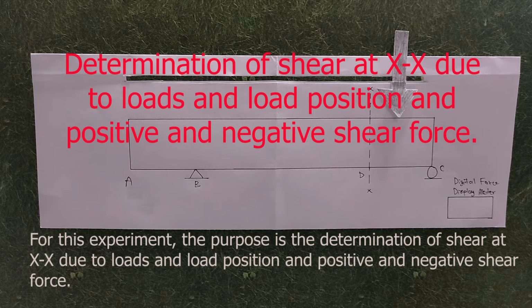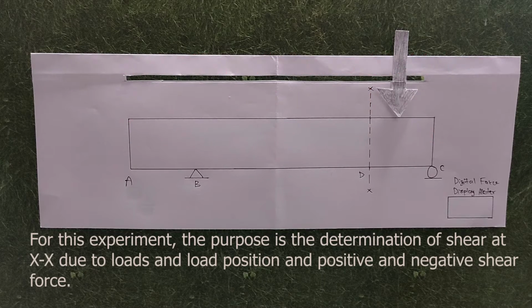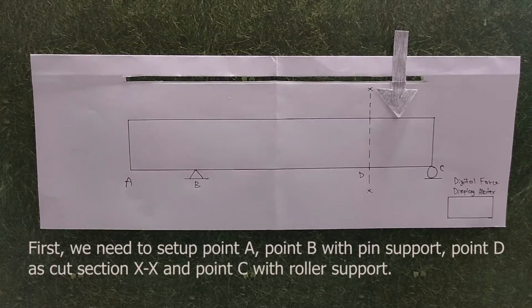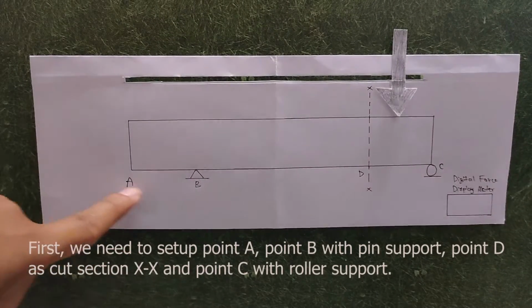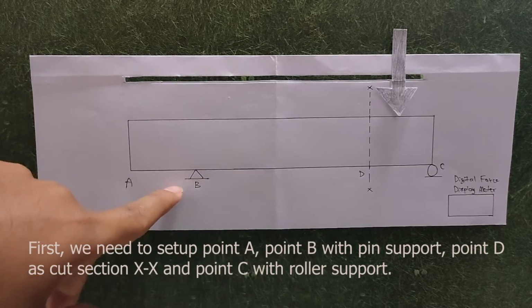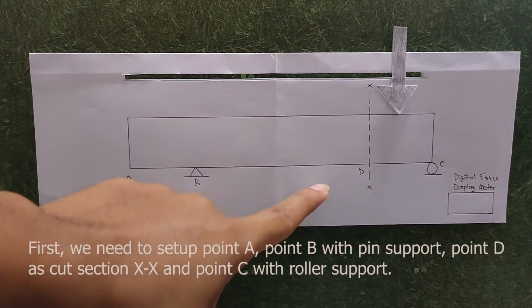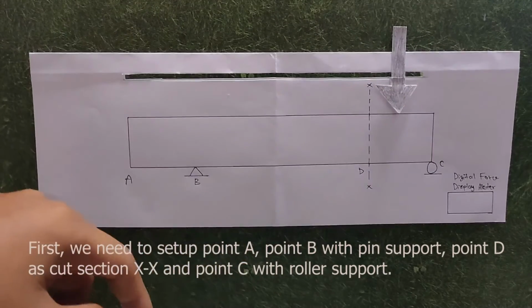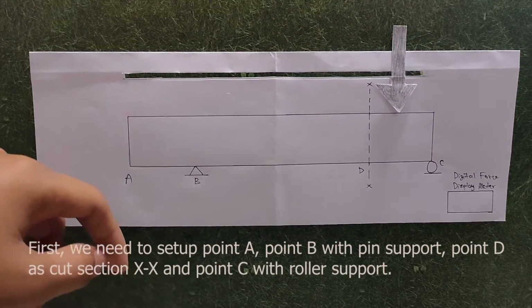For this experiment, the purpose is the determination of shear at the x-axis due to loads and load position, and positive and negative shear force. First, we need to set up point A, point B, which has pin support, point D, which is the cut section point, and point C that has roller support.